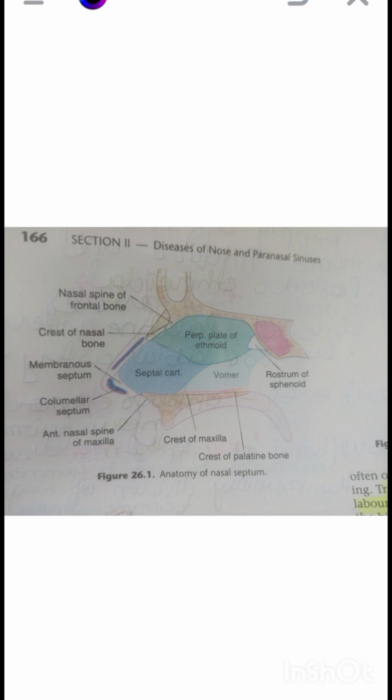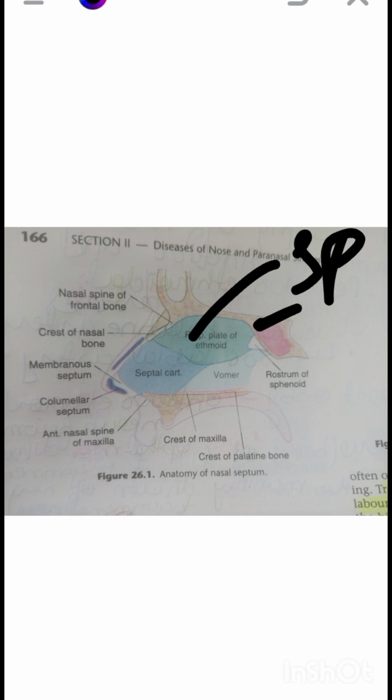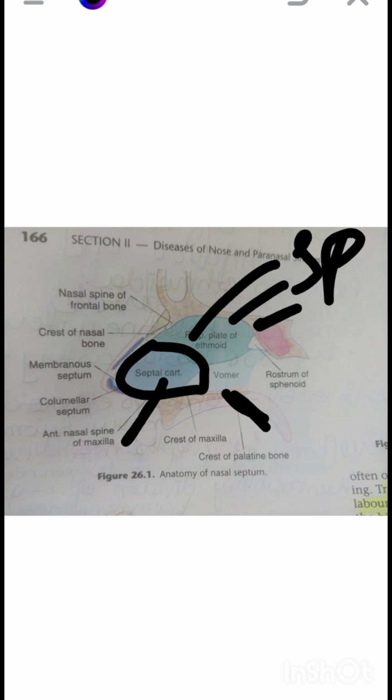And then there comes the septum proper. Now, what is the septum proper made up of? Septum proper is made of the perpendicular plate of ethmoid, septal cartilage, vomer bone, and rostrum of sphenoid. All of these contribute towards the formation of the septum proper. You can see here the perpendicular plate of ethmoid, the septal cartilage, and the vomer bone. The septal cartilage, the quadrilateral one, is wedged between the perpendicular plate of ethmoid and the vomer.